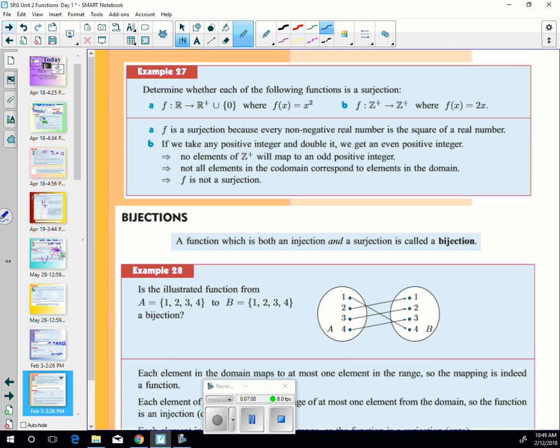Let's look at some of these examples. I like this one. But yeah. Let's look at y equal to 2x.